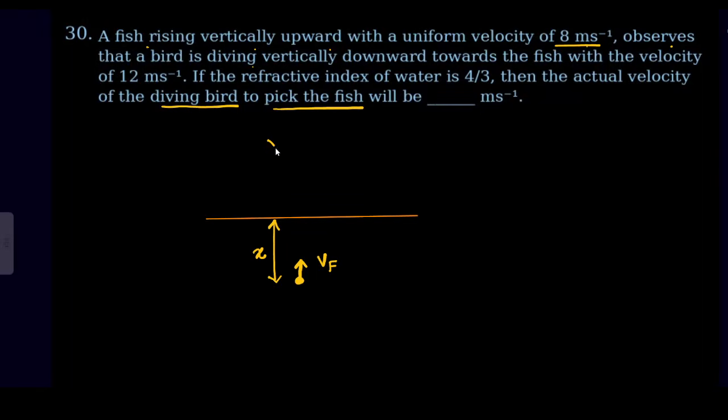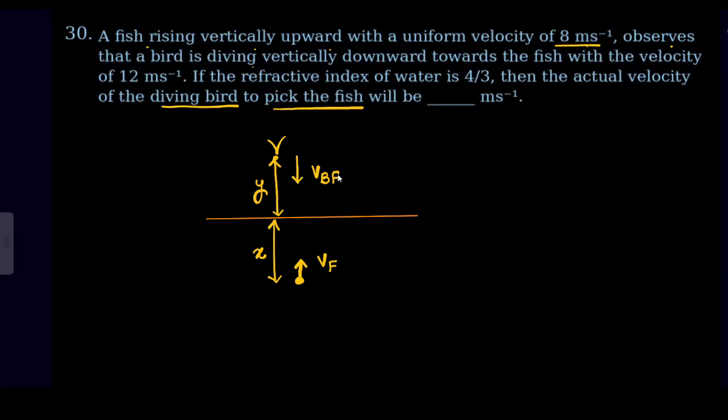So let us consider some bird is here. This bird is moving in the downward direction. Let us consider this distance, which we are assuming as y. That is the actual distance. With a certain velocity, the bird is moving downward. This is the velocity of the bird. Tell me, this is the velocity of the bird with respect to the fish. Now, what are they given?